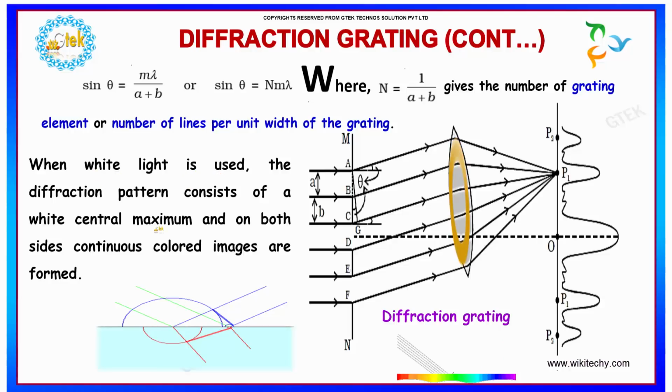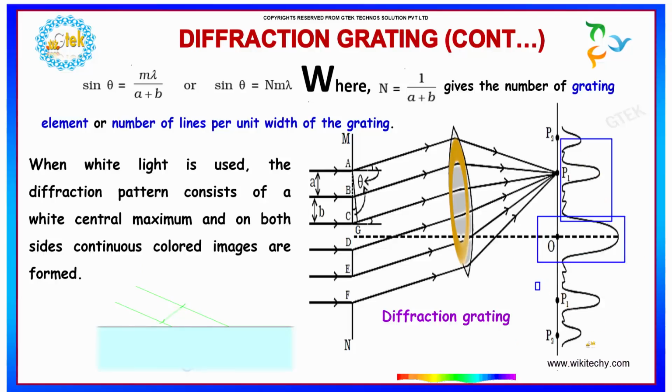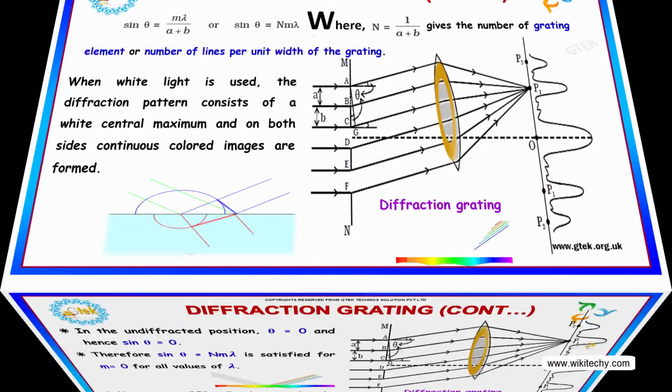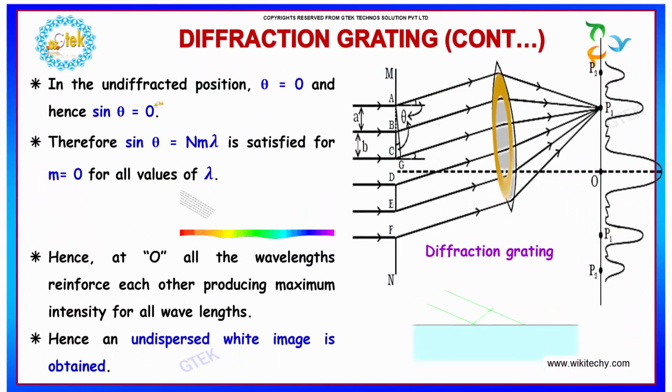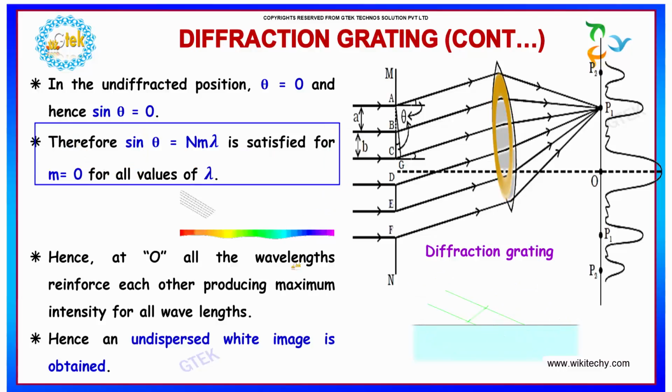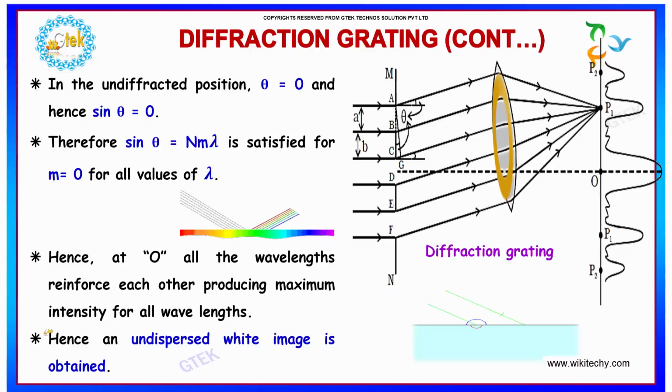When white light is used, the diffraction pattern consists of a white central maximum. On both sides, continuous colored images are formed. In the undiffracted position, theta is equal to 0 and hence sin theta is equal to 0. Therefore, sin theta equal to N m lambda is satisfied for m equal to 0 for all values of lambda. Hence, at O, all the wavelengths reinforce each other, producing a maximum intensity for all wavelengths. Hence, an undispersed white image is obtained.